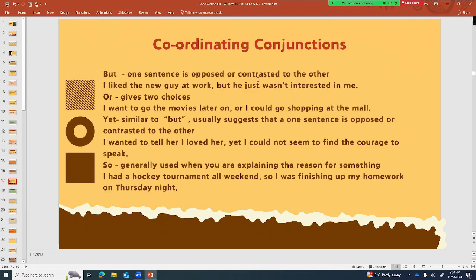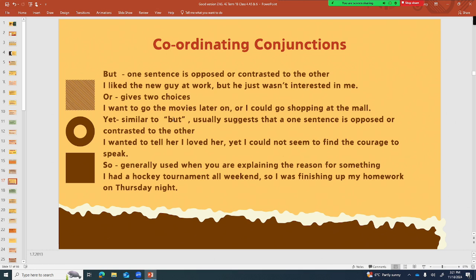But is when you have one sentence that's opposed or is in contrast to the other sentence. I liked the new guy at work, comma, but he just wasn't interested in me. So she likes him, but he doesn't like her. Or gives you two choices. I want to go to the movies later on, or I could go shopping at the mall.